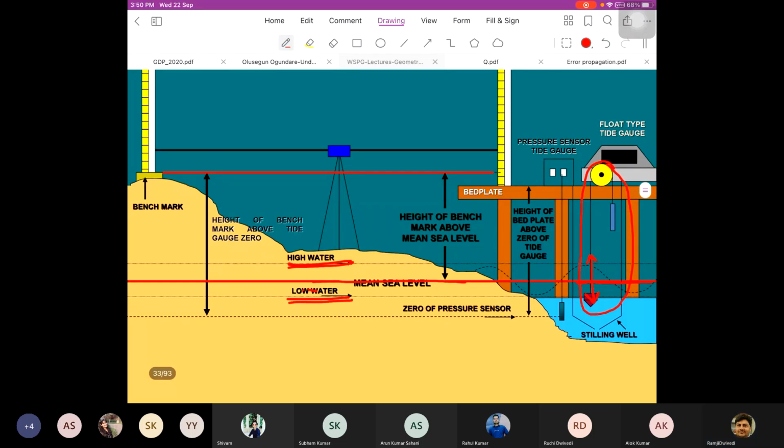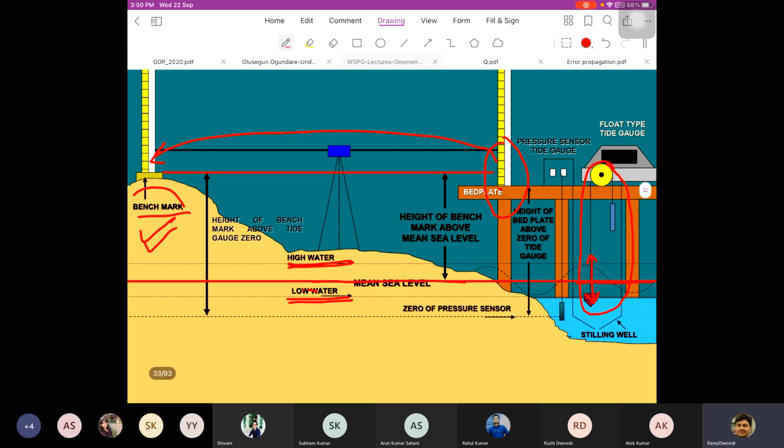And obviously, previously different types of pressure sensor tide gauges were there, float type tide gauge is there. So nowadays a lot of varieties of digital tide gauges are available. This picture is only for your understanding. And once the height information is available here, it would be transferred to a benchmark. So from the bed plate, you can go to a benchmark, which we are popularly aware of, near your locality, where you can start working. There would be a benchmark from where you can transfer the height.